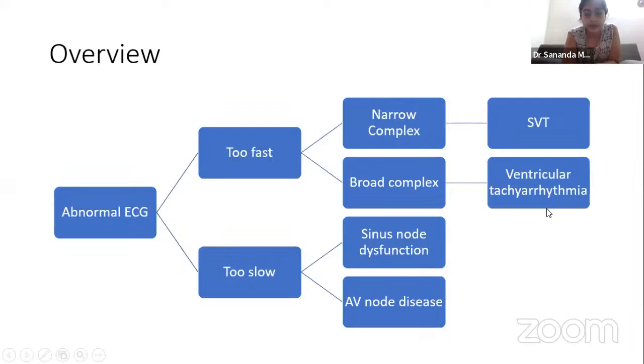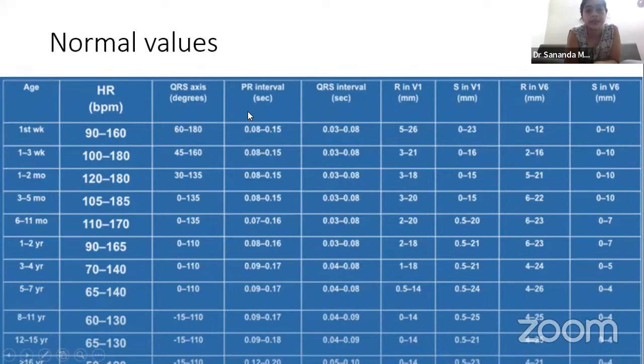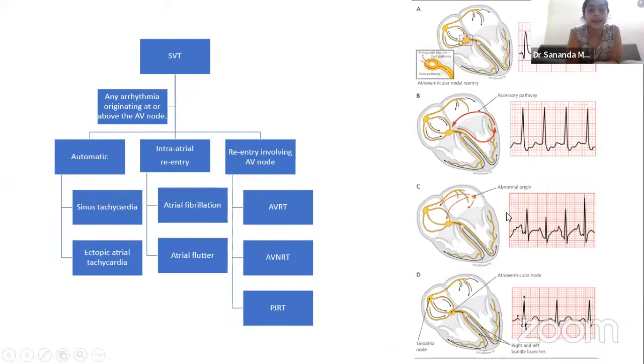This is for reference: a normal ECG, PR interval, and QRS axis, age-wise. You already all know this. This is the mechanism of supraventricular tachycardia. It could be automatic or a re-entry phenomenon. Automatic means it is adrenaline dependent and has a warm-up and cooling-off time, while re-entry tachycardias start suddenly and stop suddenly.